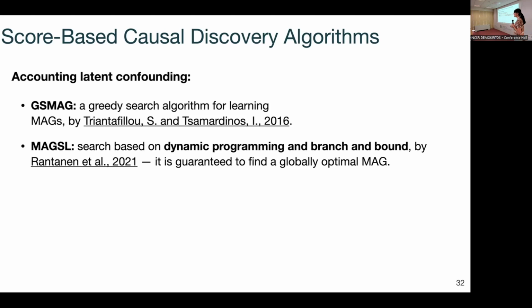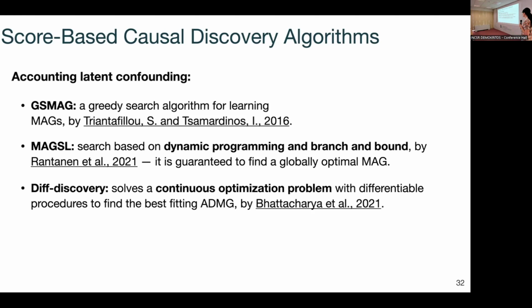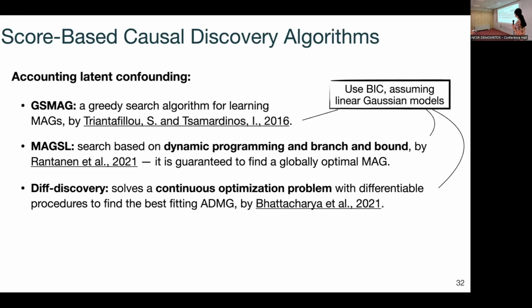Most of these greedy algorithms don't prove that they find a global optimum. They can always be stuck in a local optimum. And this other algorithm here in 2021 uses dynamic programming and branch and bound. They prove that you can actually find a global optimal maximal ancestral graph. There's this differentiable discovery approach that is now doing the search over the space of ADMGs using a continuous optimization problem. It adds some assumptions regarding smoothness, so you can make this an optimization problem. But they are all under the assumption that you are working with the BIC. They only work for Gaussian variables, right? So they assume linear Gaussian models.